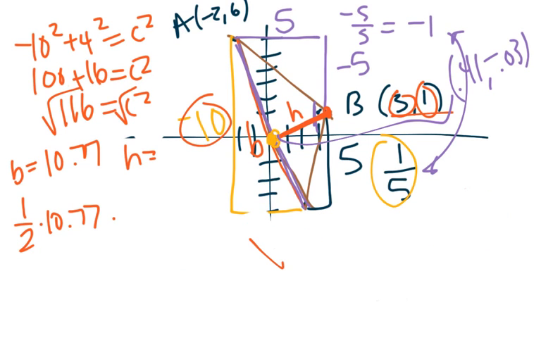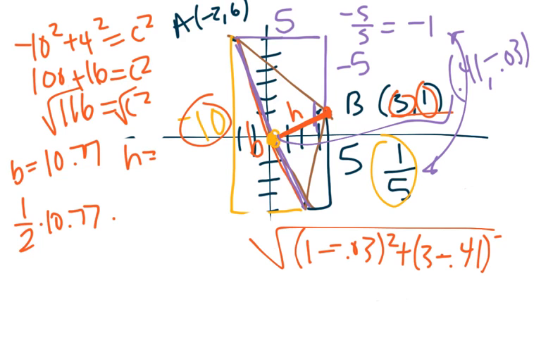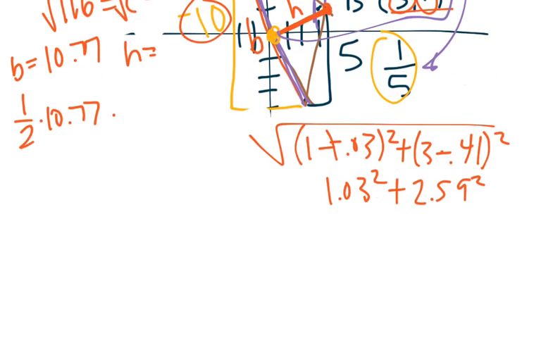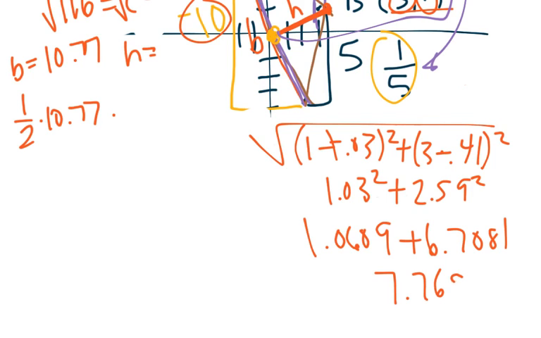Then using the distance formula, we go 1 minus negative 0.03 squared plus 3 minus 0.41 squared. So 1.03 squared plus 3 minus 0.41, so 2.59 squared. 1.03 squared is 1.0609 plus 2.59 squared equals 6.7081. Add those two together, I get about 7.769, which we take the square root of, and that's going to be our height. That number right there.